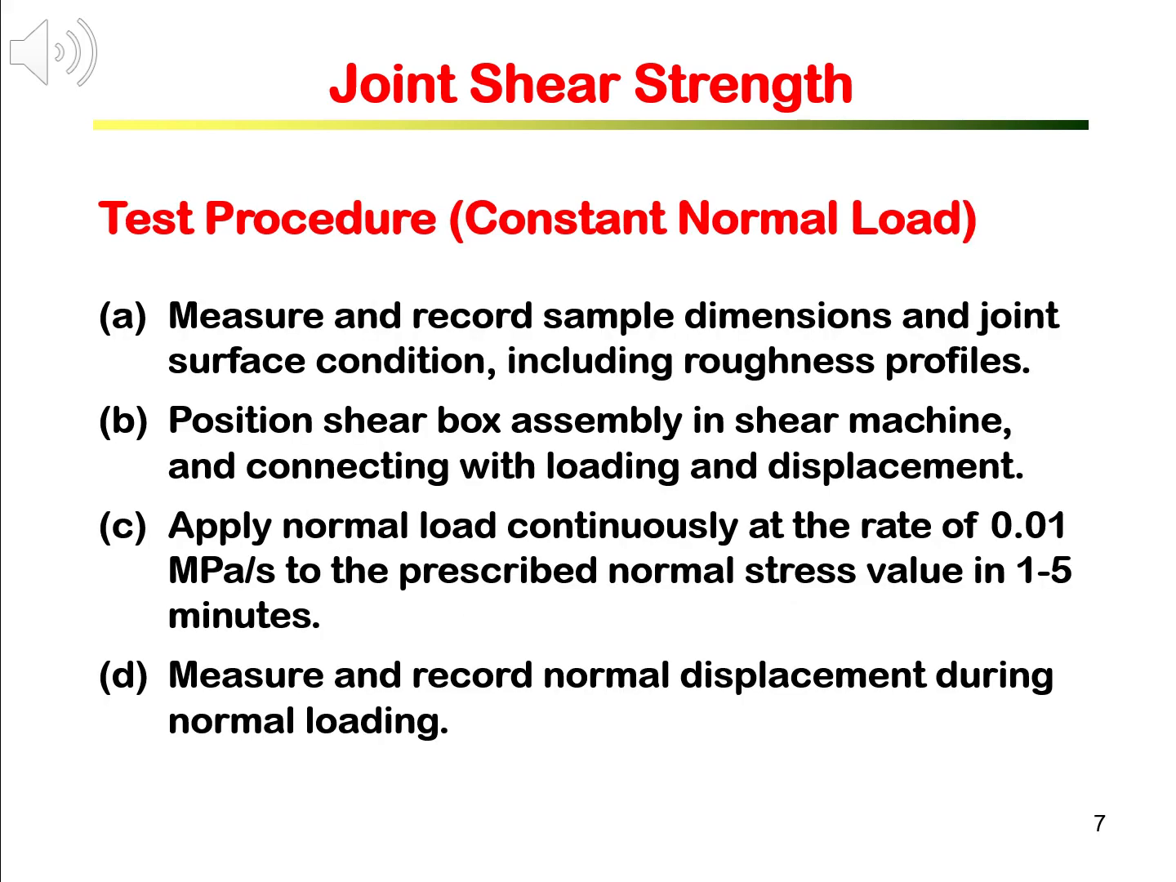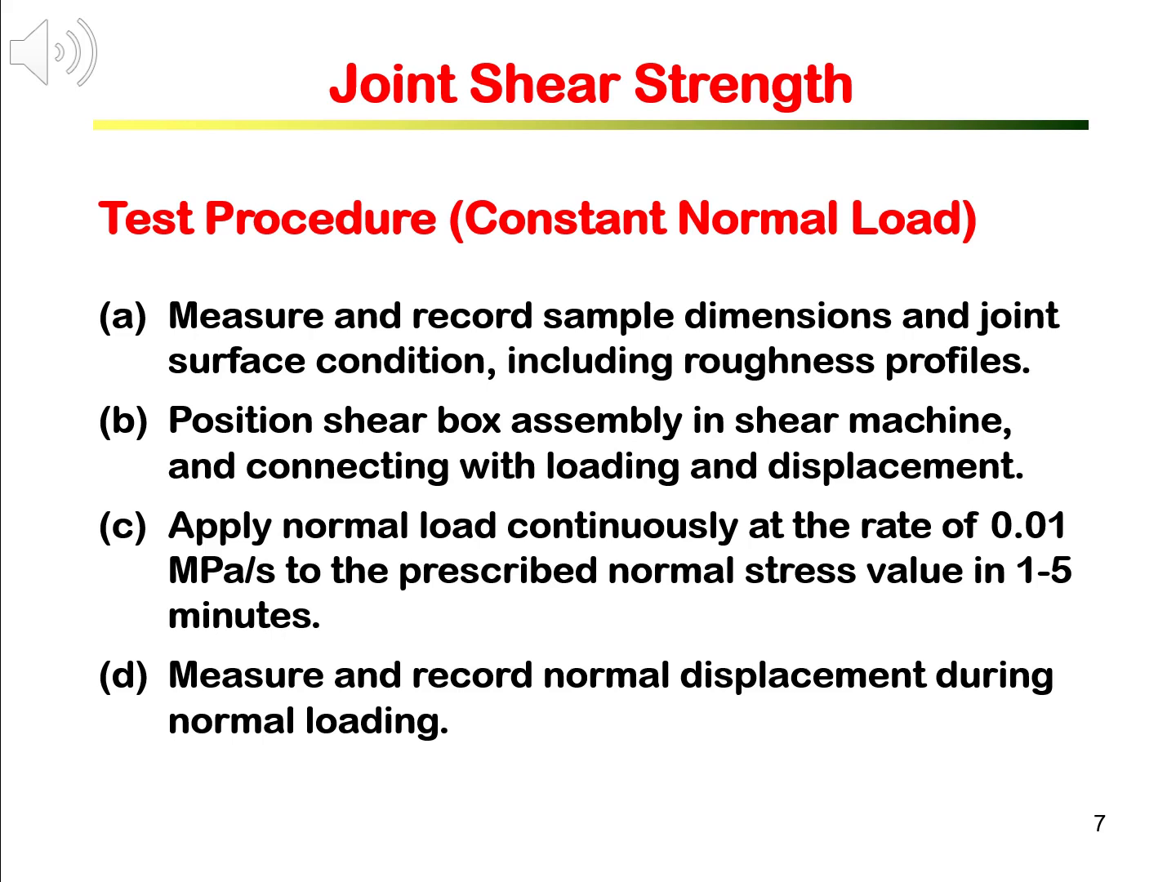To start the test, first, make sure you measure and record the specimen dimensions, joint surface profiles on both sides of joints, and take note on the general conditions of the joint, such as coating, stains, and the weathering signs. Then you place the shear box with rock joint specimen in the shear machine and attach the normal load and the shear load pistons and the normal and the shear displacement measurements.